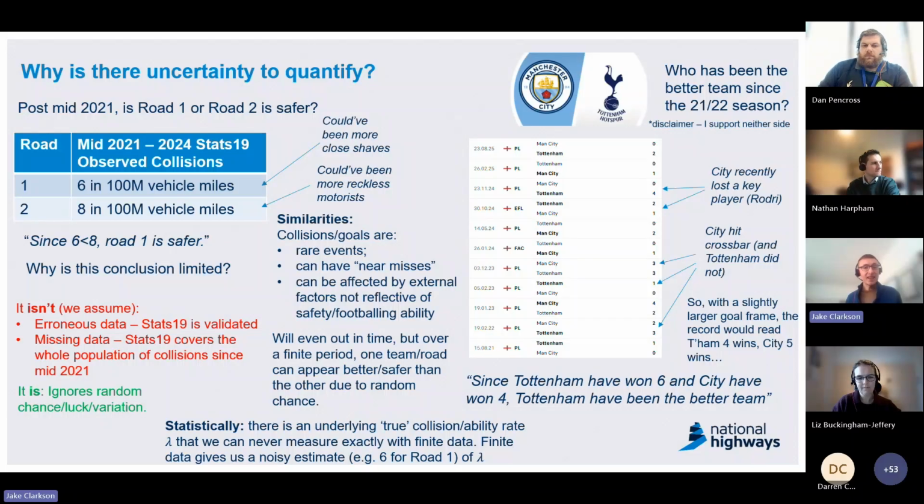Statistically, what we would say is that there is some underlying true collision or ability rate, which we'll call lambda, that we can never measure exactly with only a finite amount of data. What we can do with a finite amount of data is get a noisy estimate of this lambda. So, for example, the 6 collisions that we saw on Road 1 would be a noisy estimate of the true underlying safety rate. And it's that noise in our estimates that leads to the uncertainty, and why there is uncertainty to quantify.